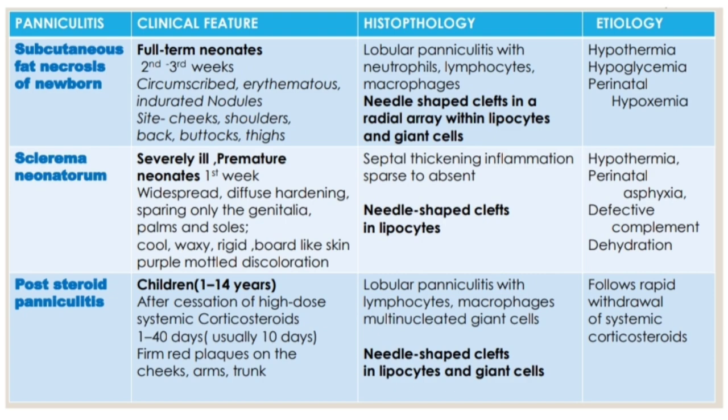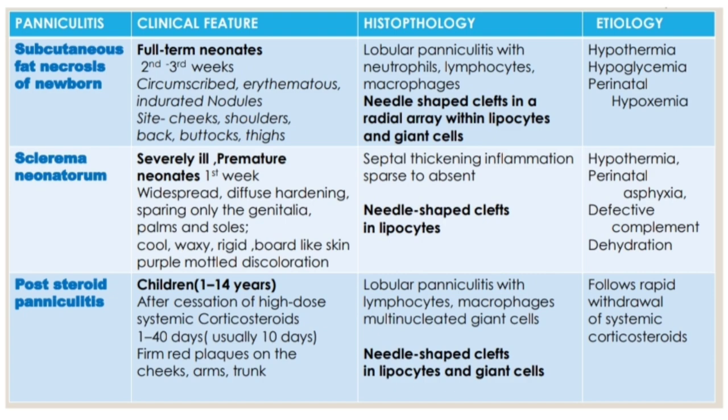First is subcutaneous fat necrosis of the newborn. It is found in the full-term neonate, usually seen at 2 to 3 weeks, the third week of life, and it presents as circumscribed erythematous indurated nodules. It is common in the shoulders and buttock, and can be seen in the cheeks, back, and thigh. It is a lobular panniculitis with neutrophils, lymphocytes, and macrophages.